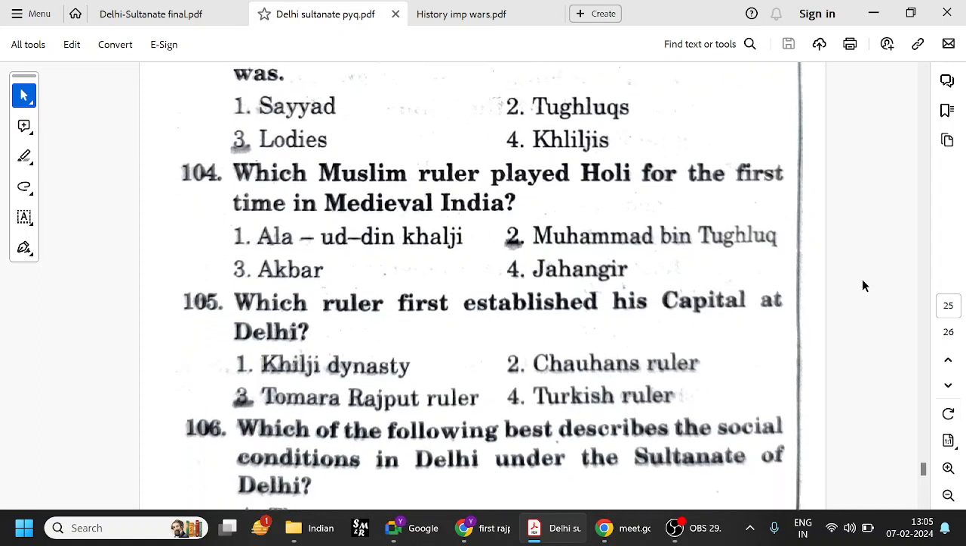So which Muslim ruler played Holi for the first time? Again, Muhammad bin Tughlaq, as I said, he's very tolerant religiously and he wanted to help the people also. So Muhammad bin Tughlaq is the first Muslim ruler who played Holi.